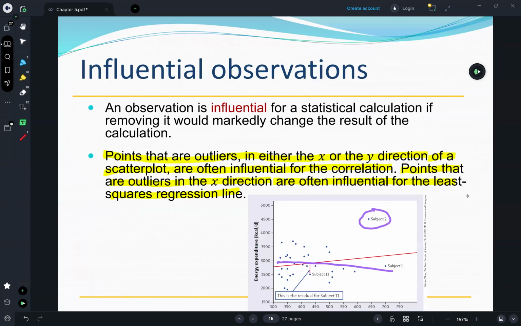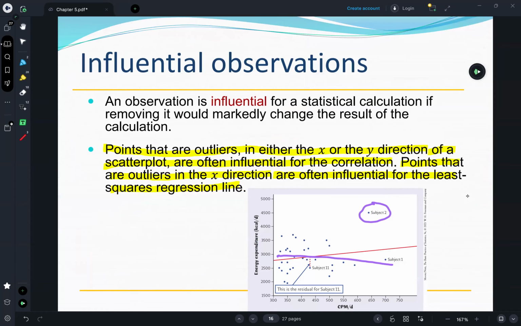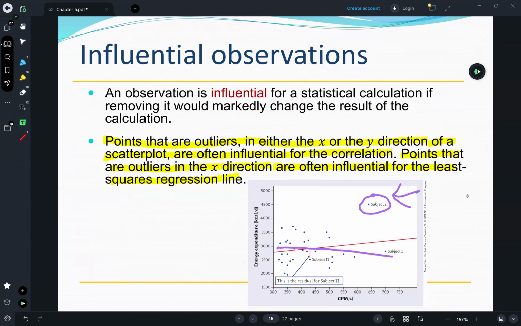Influential observations. So we know what an outlier looks like. This is an outlier here. All influential observations are outliers, but not all outliers are influential. An observation is influential, or a statistical calculation is influenced, if removing it would remarkably change the result of the calculation. So if the line moves quite a bit, then it's an influential observation.